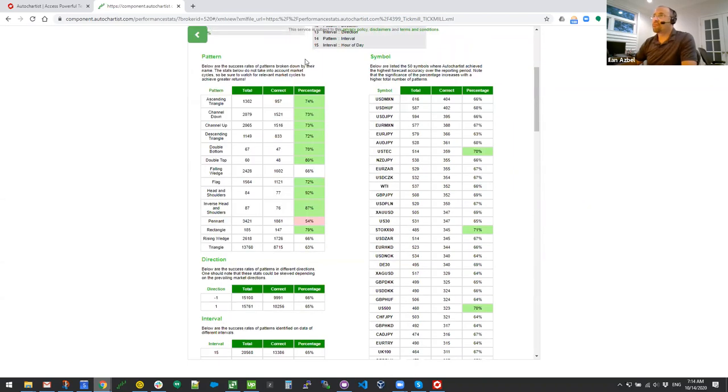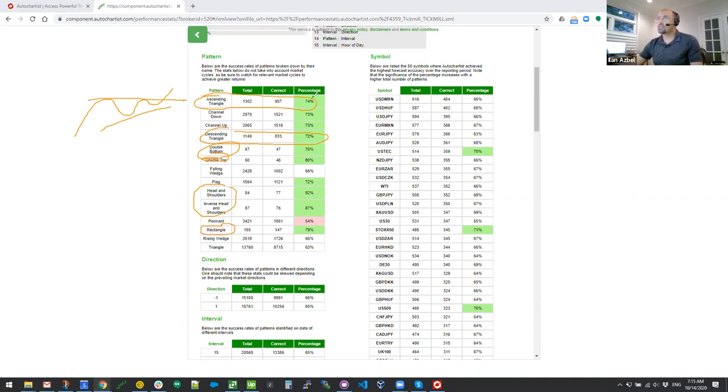I have found that the patterns that involve horizontal levels, such as an ascending triangle, that looks something like that. It's got a horizontal level at the top, right? A descending triangle, double bottom, double top, head and shoulders, and inverse head and shoulders. Notice how, oh, here's a rectangle.